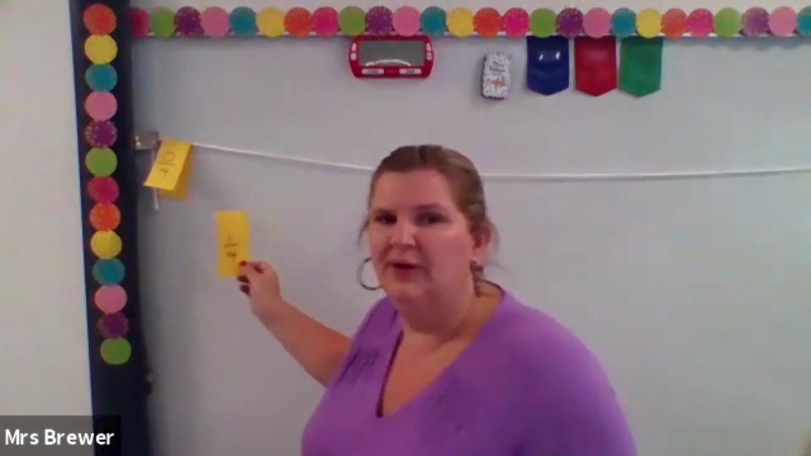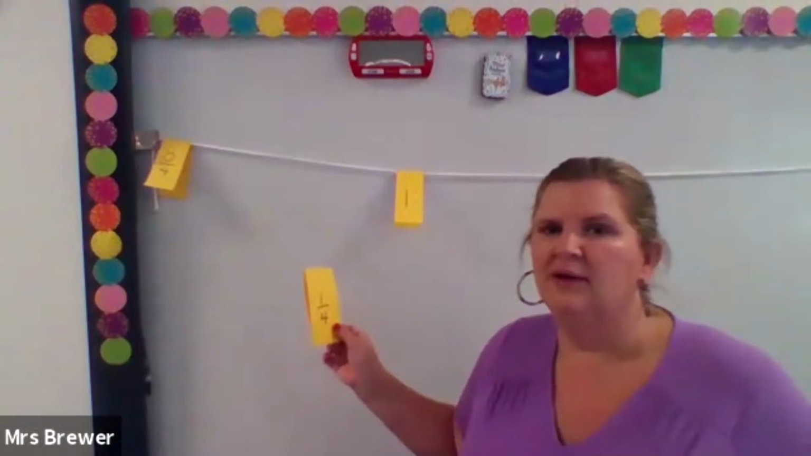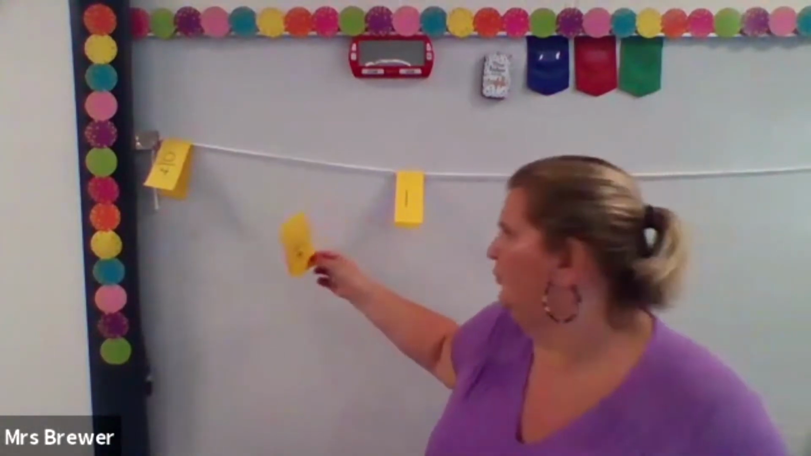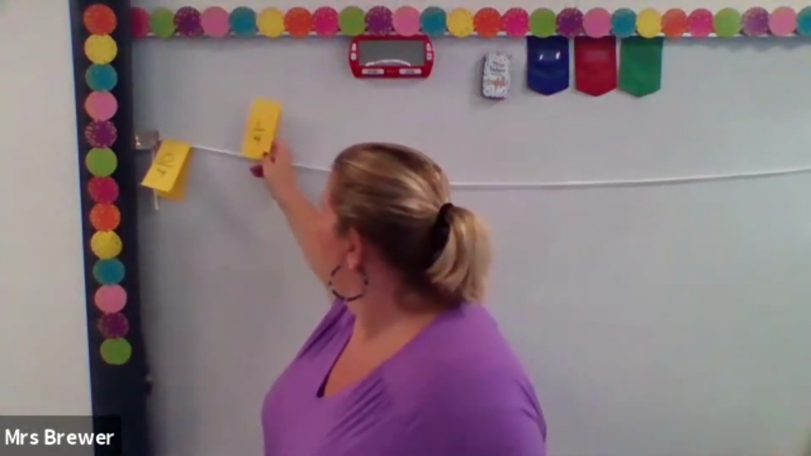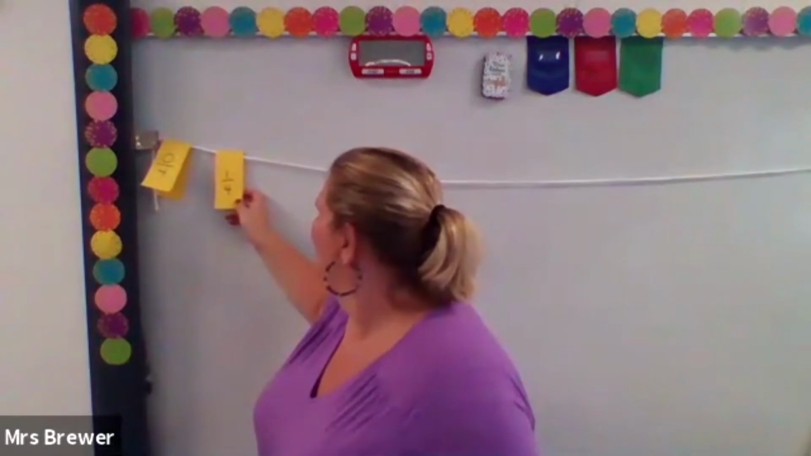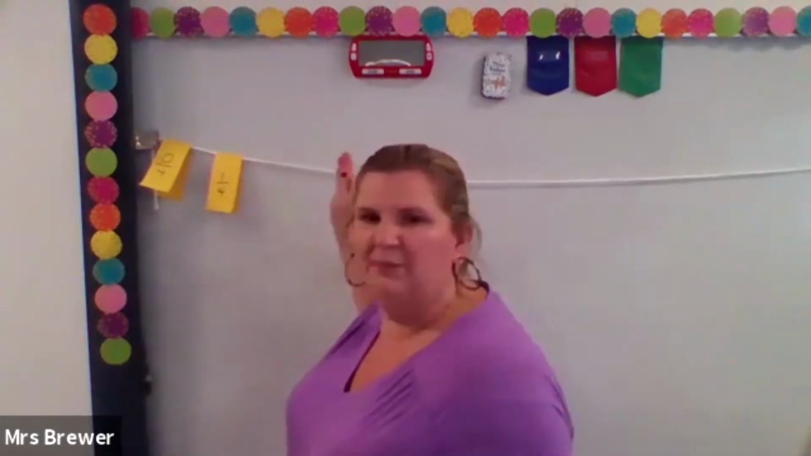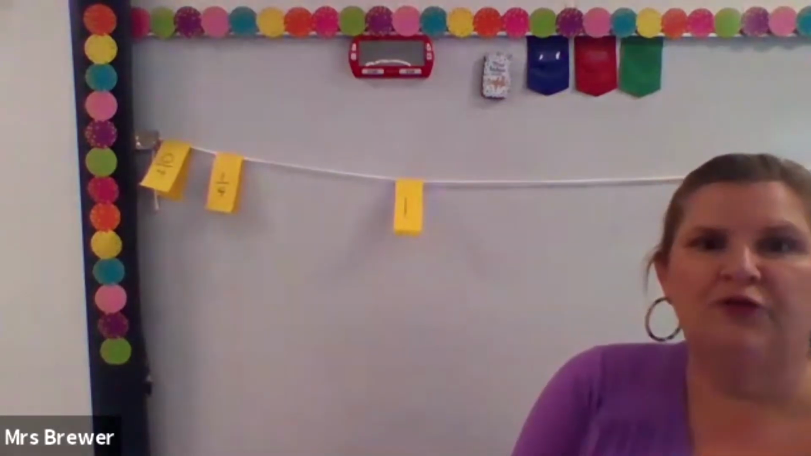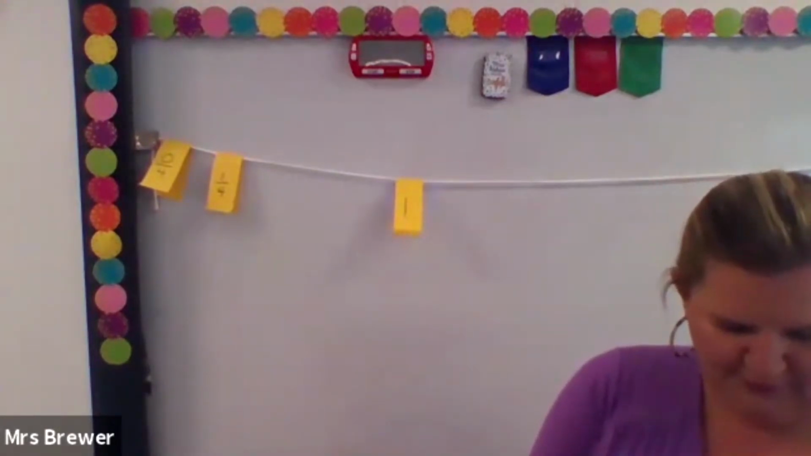All right. So which way should I put it? So I know it goes between 0 and 1. So do I need to put it this way or this way? You're exactly right, boys and girls. 1 fourth needs to go this way. And I'm going to put it about 1/4 of the way. I'm going to pretend that between 0 and 1, it's divided into 4 pieces. You see that, boys and girls?